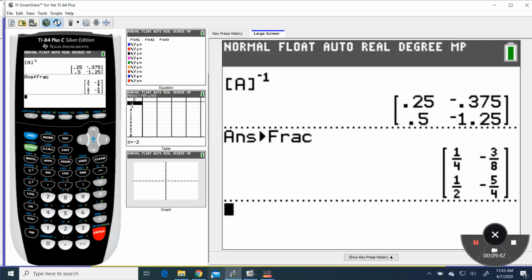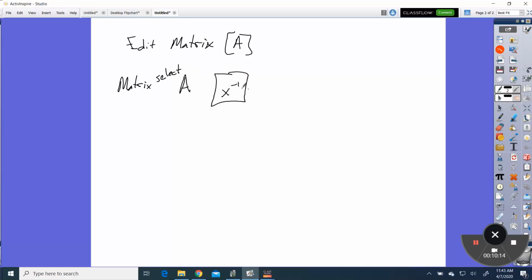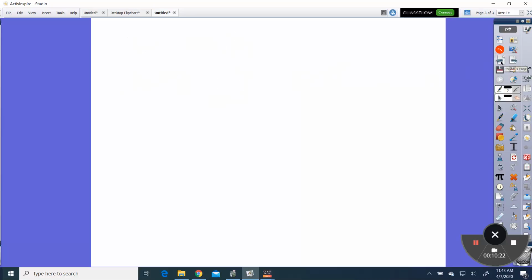So to find the inverse, the easiest way to do it is to go to your calculator, edit matrix A, or whatever matrix you choose, go out to your main screen, go back to your matrix, select your matrix. So it's A, and then you hit that little button that says X -1, and then it'll show up as A -1 on your screen. Okay? So that's the easiest way to find the inverse of a matrix.